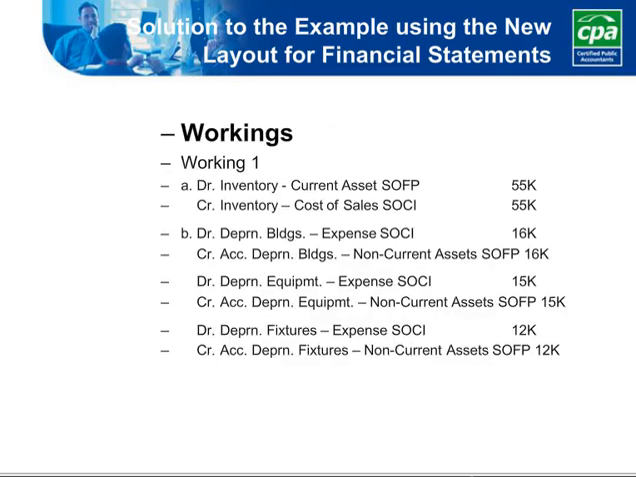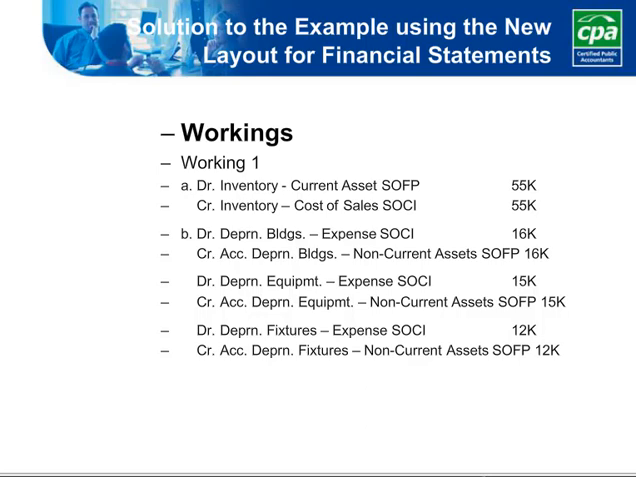So let's start with the workings. So working 1, I would propose that we look at the adjustments first. So the first adjustment was in closing inventory, so therefore we should debit our closing inventory in a current asset of the Statement of Financial Position and credit our closing inventory in cost of sales on the Statement of Comprehensive Income.